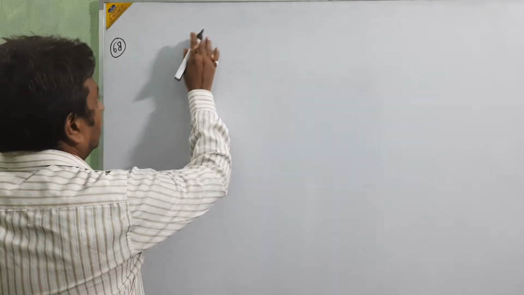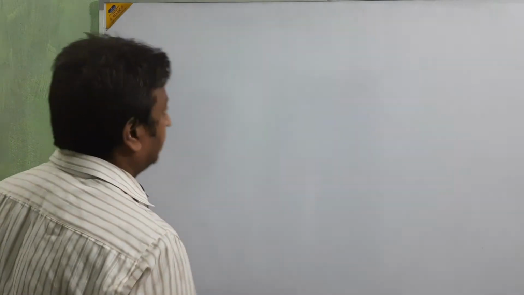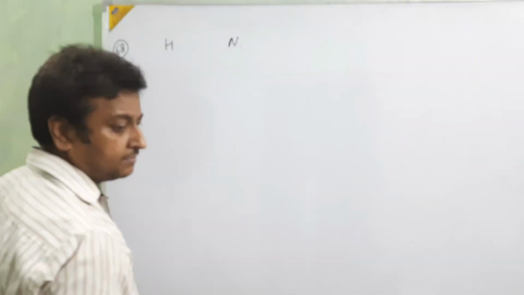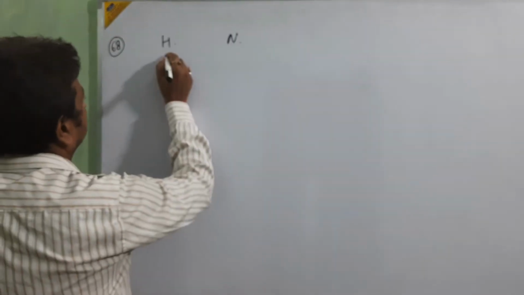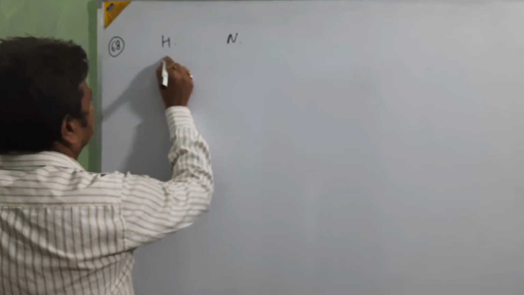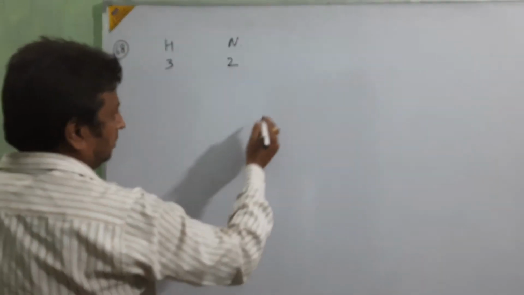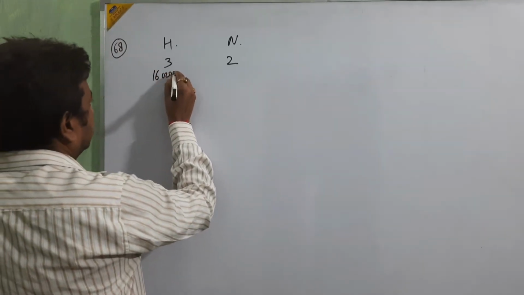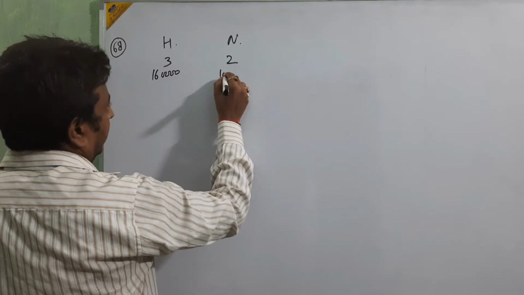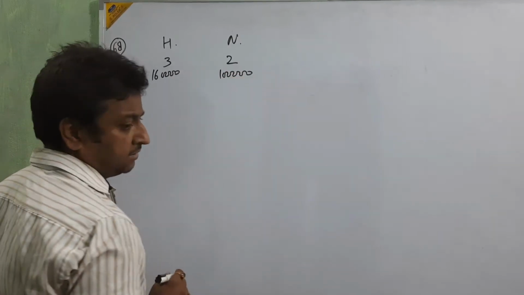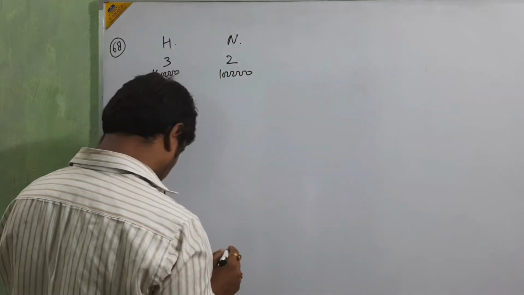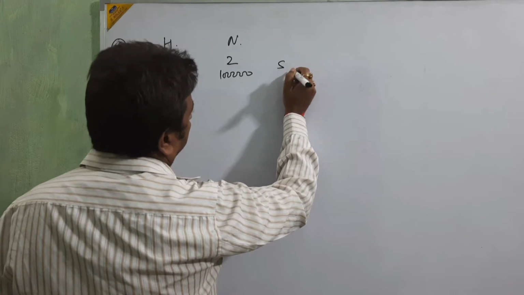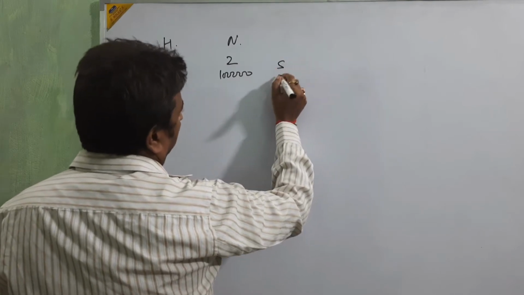Hemant and Nishant are partners in a firm, sharing profits in the ratio of 3:2. Their capitals are 1,60,000 and 1 lakh respectively. They admitted Somesh on 1st April 2013 as a new partner for a 1/5 share in the future profits.